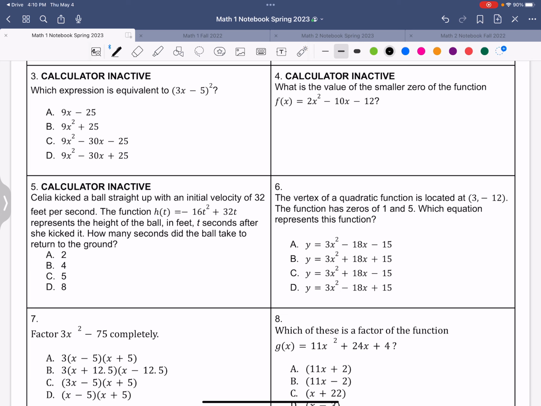Number 3. Which expression is equivalent to this one? Anytime you have something raised to the second power in parentheses like this, that means that thing, 3x minus 5, times itself twice. So now we can box this. I like to use the corner here just so I can save a little bit of space. 3x minus 5, 3x minus 5. Now I'll do the multiplication.